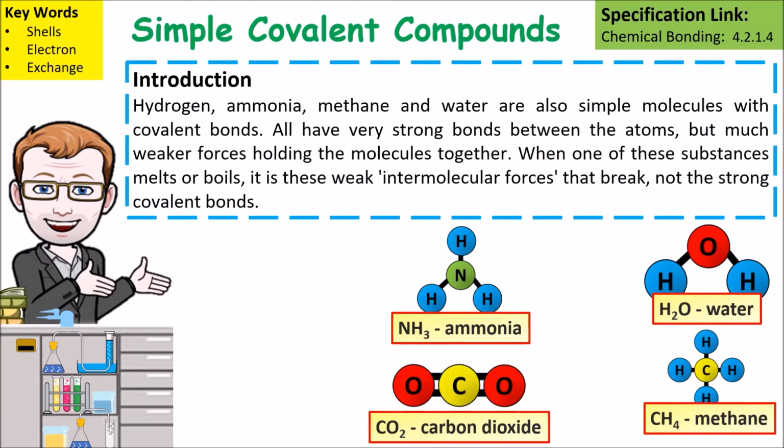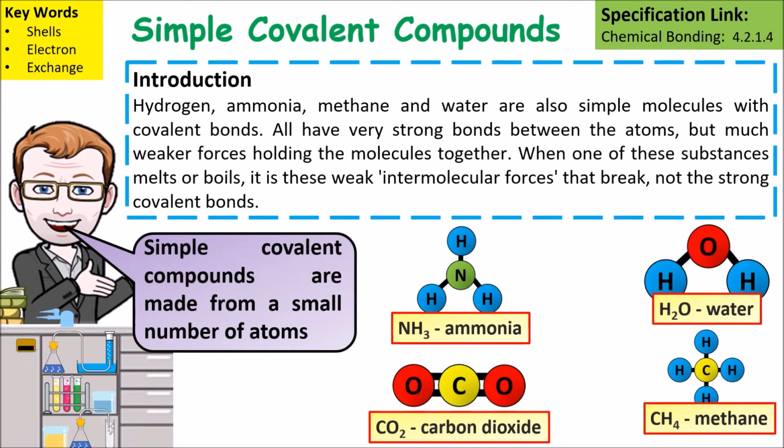Hydrogen, ammonia, methane and water are also simple molecules with covalent bonds. All have strong bonds between the atoms, but weaker forces holding the molecules together. When one of these substances melts or boils, these weak intermolecular forces break, because they're not strong and they are only forces, not physical bonds.